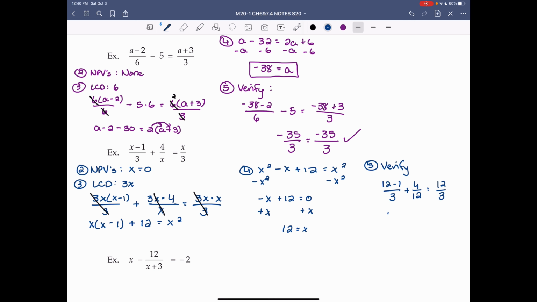12 minus 1 is 11 over 3 plus 4 over 12 simplifies to 1 over 3 and then equals 12 over 3. 11 over 3 plus 1 over 3 is 12 over 3 equals 12 over 3. Then x equals 12 is our solution.